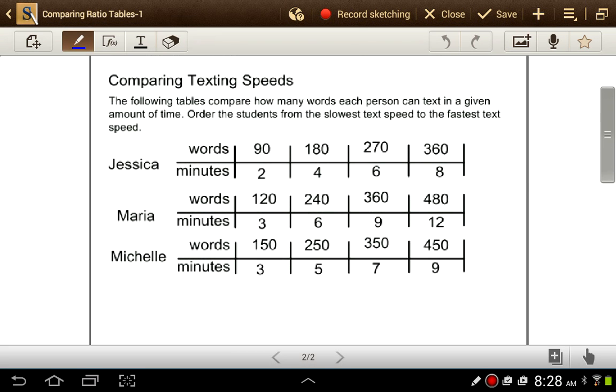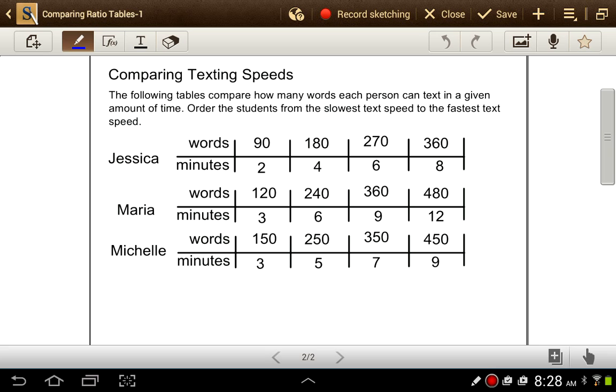Alright, and now we're going to compare some texting speeds. In this, I'm going to do the same thing. I'm going to find the value of the ratio of each person's texting speed. My question says, order the students from the slowest text speed to the fastest text speed. So I need to know how fast they can text. I'm going to find the value of the ratio for each table. Again, it doesn't matter which ones I pick, so I'm just going to do the easiest ones, 90 to 2. I simplify that, and that gives me 45 words for every 1 minute.